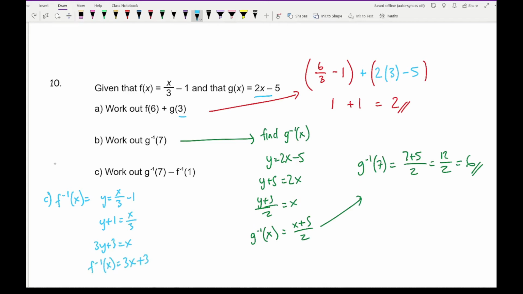3x plus 3. Then substituting each of those in, well, g of x I've already worked out as being 6, and that's from part B. So f of 1, well, that's going to be 6 minus 3 times 1 plus 3, which is 6 minus 6, which equals 0.